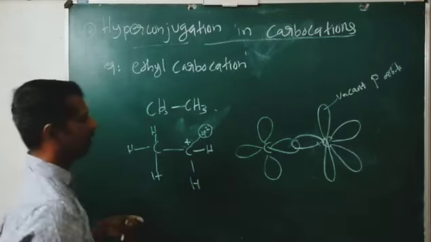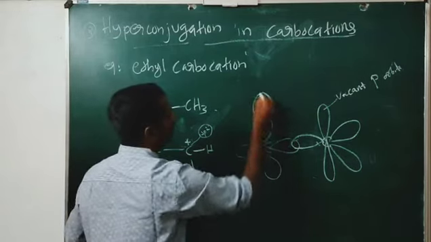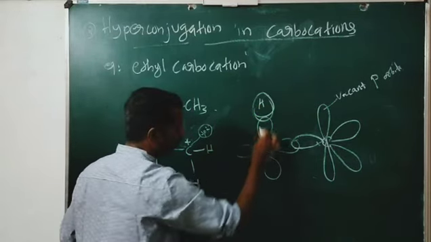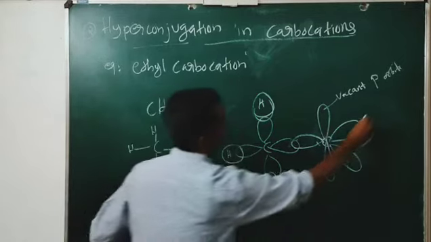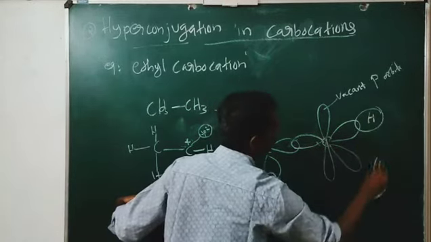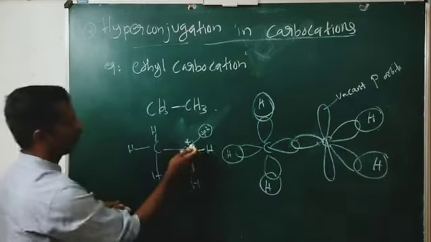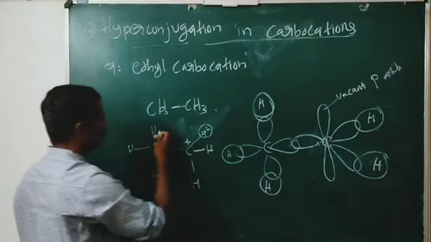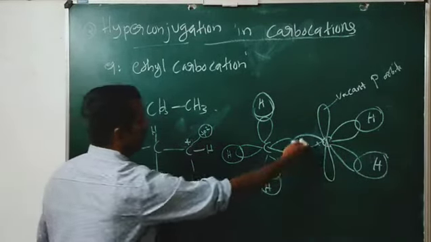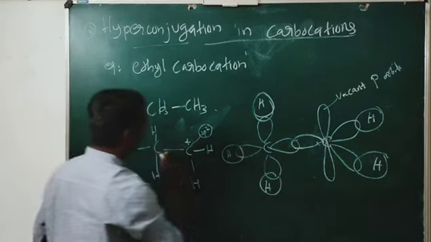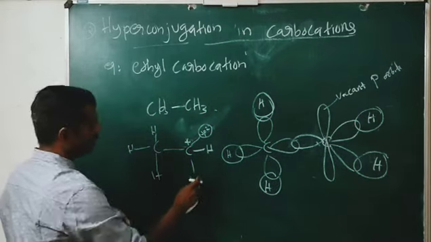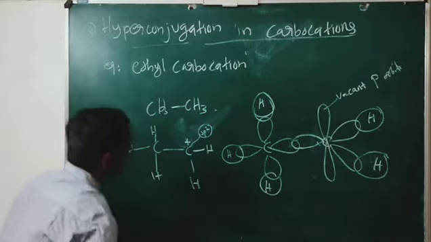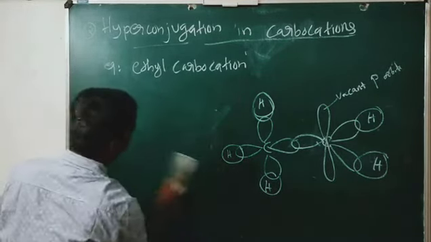Now what is happening? Here is our hydrogen. This will overlap and form a sigma bond. Here is also hydrogen, which will form a sigma bond. This is the first sigma bond, and this again will overlap to form a sigma bond. Here is one hydrogen and another hydrogen. Now look at how this hyperconjugation occurs.